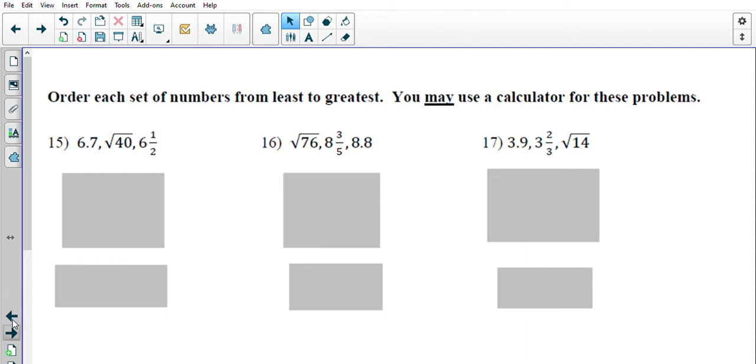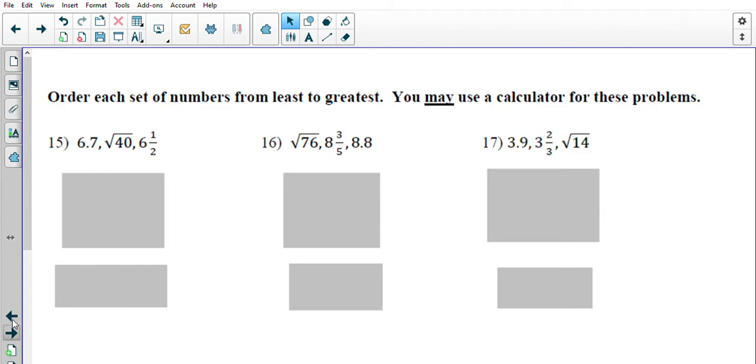It's based on this. We're going to order each set of numbers from least to greatest, and you may use a calculator for these. I will tell you specifically on the assignment, and I have to kind of trust you on this, whether you can or cannot use your calculators. If I say not to use a calculator, please try doing it without one, because it's not going to benefit you to use it if I'm asking you not to.